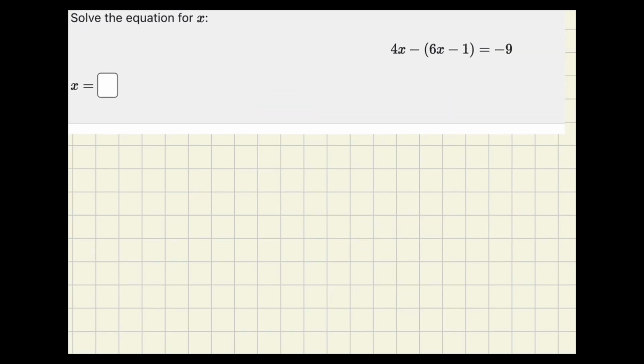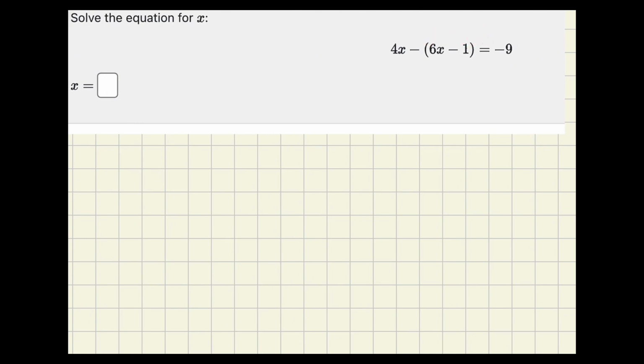Here we are again with another two-step equation. It is a little more complex here. There's a little more to this equation. We do have, let's see, solve the equation for x, right? 4x minus the quantity, right? The quantity of 6x minus 1 is equal to negative 9.